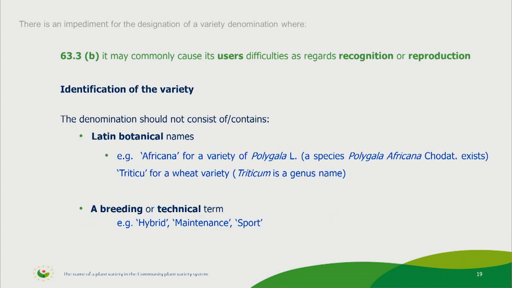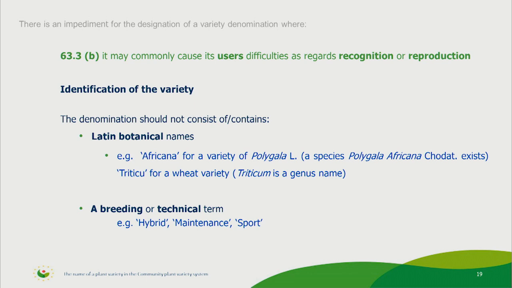Article 63(3)(b) also considers that the Latin botanical name may not be recognizable as a denomination or may create confusion with another taxonomic rank. This is, for instance, the case when you have a variety denomination Polygala africana for a variety of Polygala L., knowing that the species Polygala africana does not exist. This is also the case for a variety denomination Triticum for a wheat variety, as Triticum is a genus name.